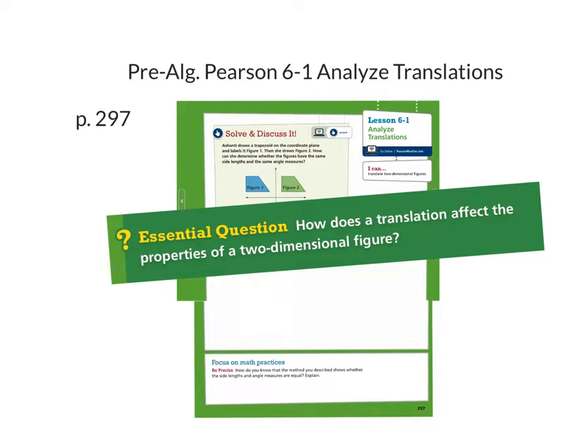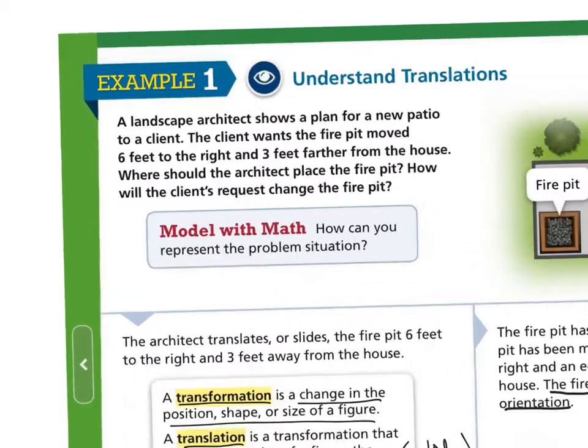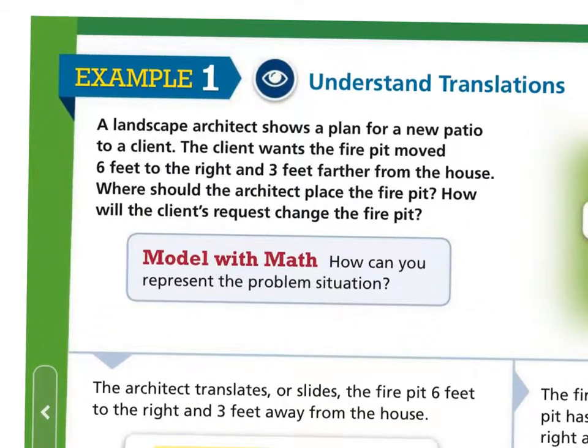Lesson 6.1, we're looking at analyzing translations. So question, how does a translation affect the properties of a two-dimensional figure? If you look at example 1, a landscape architect shows a plan for a new patio to a client. The client wants the fire pit moved 6 feet to the right and 3 feet farther from the house. Where should the architect place the fire pit, and how will the client's request change the fire pit?